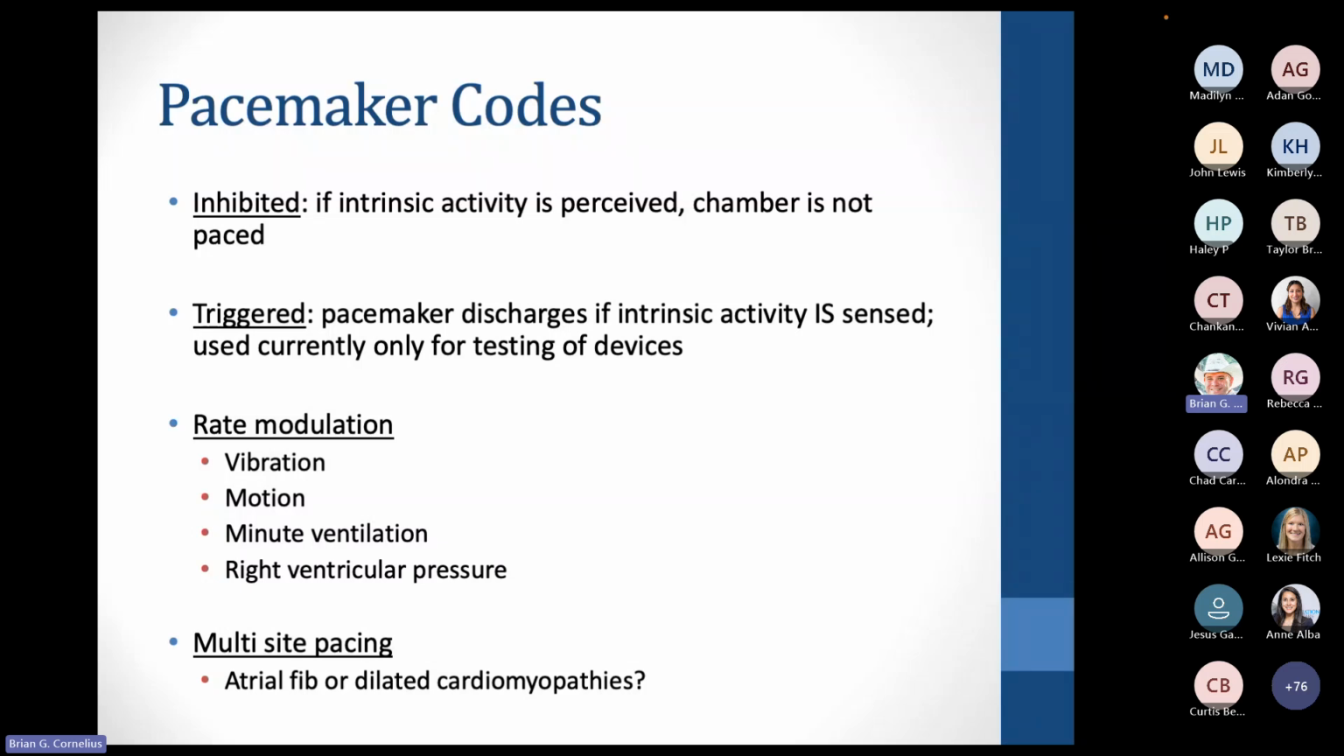Sometimes what you'll see is they use medications to alter the heart rate. So they may make the patient bradycardic to test the device. You may also see that they will increase the patient's heart rate just to prove that they can do it and they have good capture.